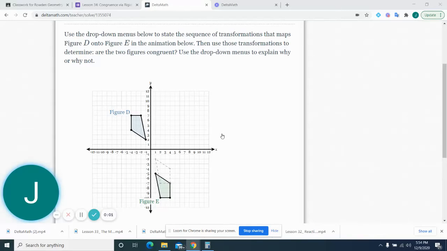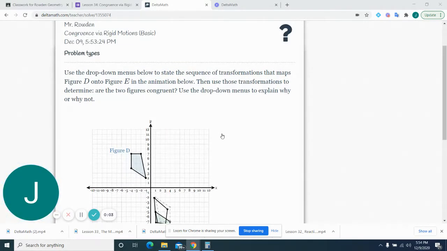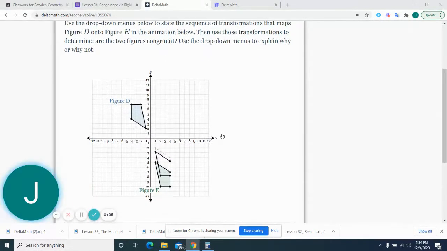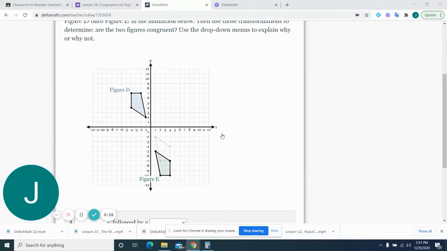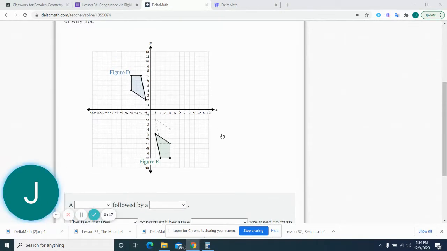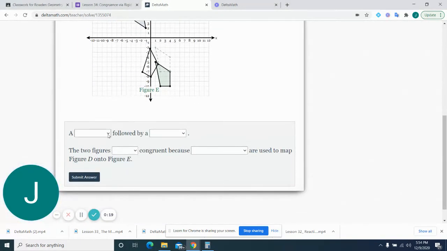Hello everybody, we're looking at lesson 34, which is congruence via rigid motions. For this one, two different types of motions will happen, and you're going to need to look at them, think about what type of motion it is, and then decide if it can prove congruence or not. So this is good review of everything. So remember, look at the different options.